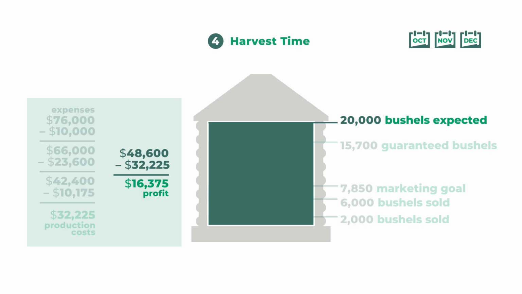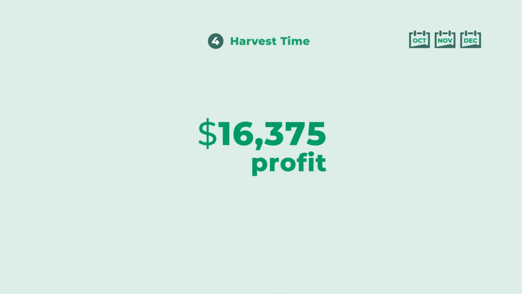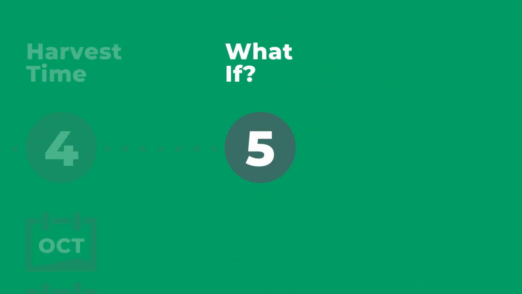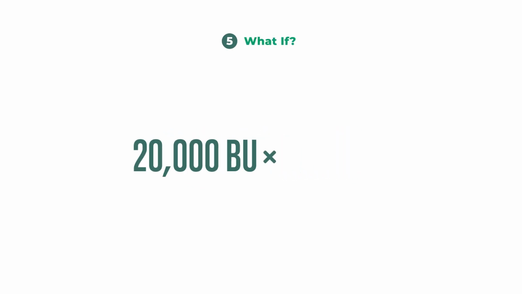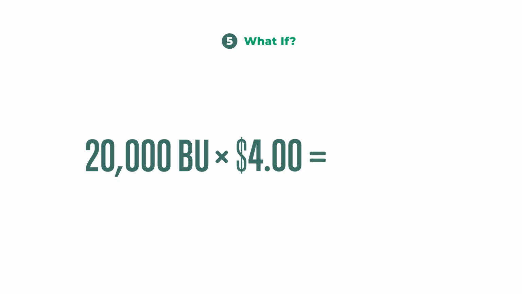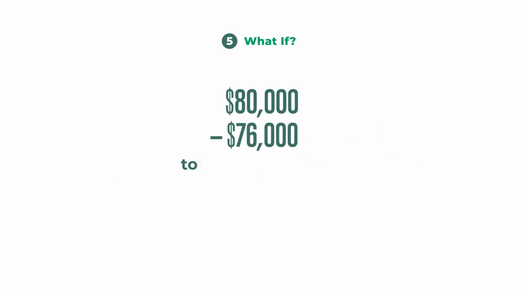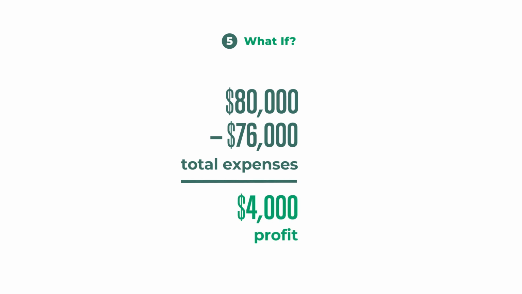$16,375. So, we were able to forward contract with confidence because of the crop insurance guarantee we had, and it paid off. What would have happened if you didn't make any forward sales? If you only took the cash price at harvest, you would have sold 20,000 bushels at $4 per bushel for a total of $80,000. Subtract your initial expenses of $76,000, and you're left with only $4,000 in profit.